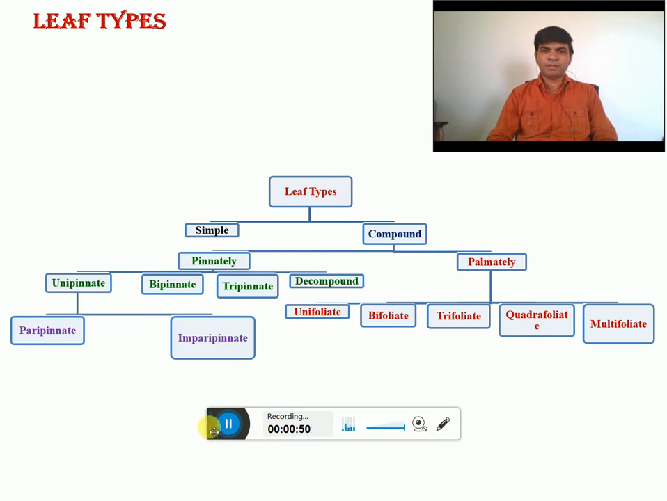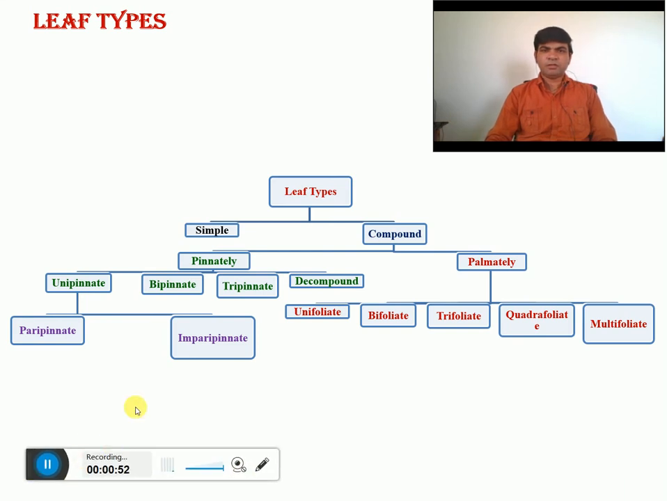In this diagrammatic picture we can see a leaf which is divided into the simple leaf and compound leaf. Compound leaves are of different types, pinnately compound and palmately compound. Now this pinnately compound leaf is again of different types: unipinnate, bipinnate, tripinnate and decompound. The unipinnate is again of two types, paripinnate and imparipinnate.